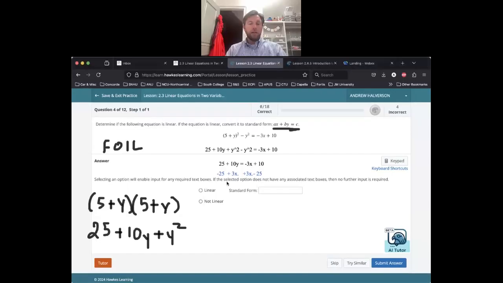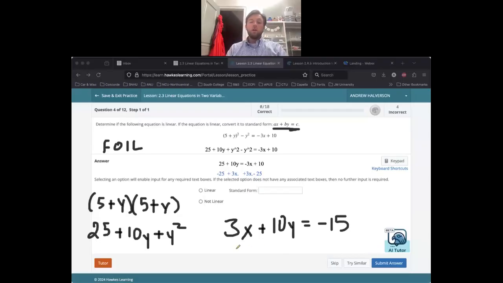When I do that, these 25s cancel and these 3x's cancel. That's the design. That's why we did that on purpose. So what do we get? This is 3x plus 10y. They're not like terms, so we can't combine them. We just leave them separate. So 3x plus 10y. And then on the right side, 10 minus 25 gives us negative 15.